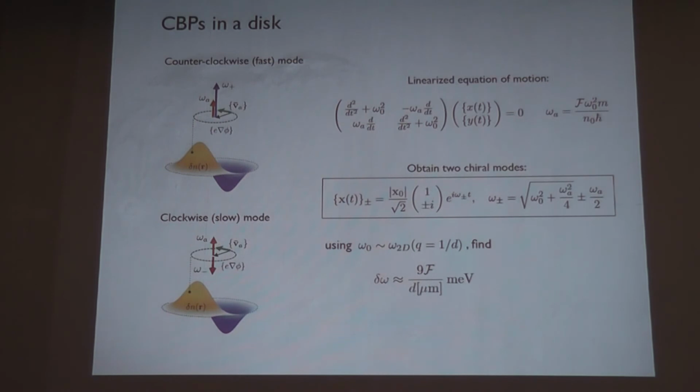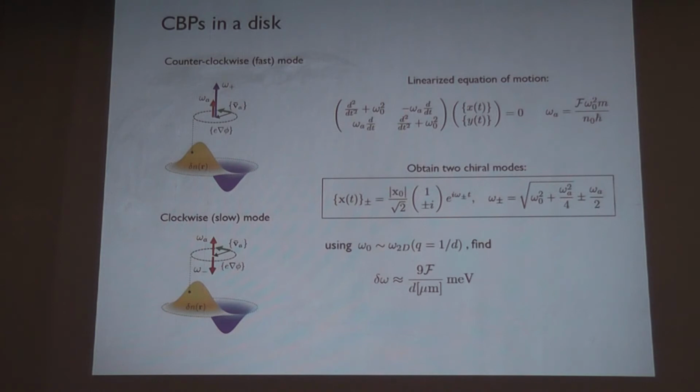So I can think of my disk plasmon. Without magnetic field, without Berry flux, it will have two modes, and they're at the same frequency as each other. But now I apply some kind of Berry flux to my system, and I basically boost the counterclockwise mode. This fast mode becomes faster, and I get an extra frequency from this.